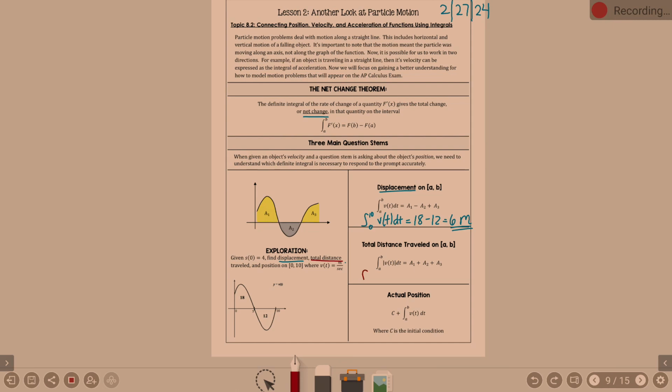So if we're looking at ours, still the integral from 0 to 10 of the absolute value of v of t dt. What's that change going to mean for us?